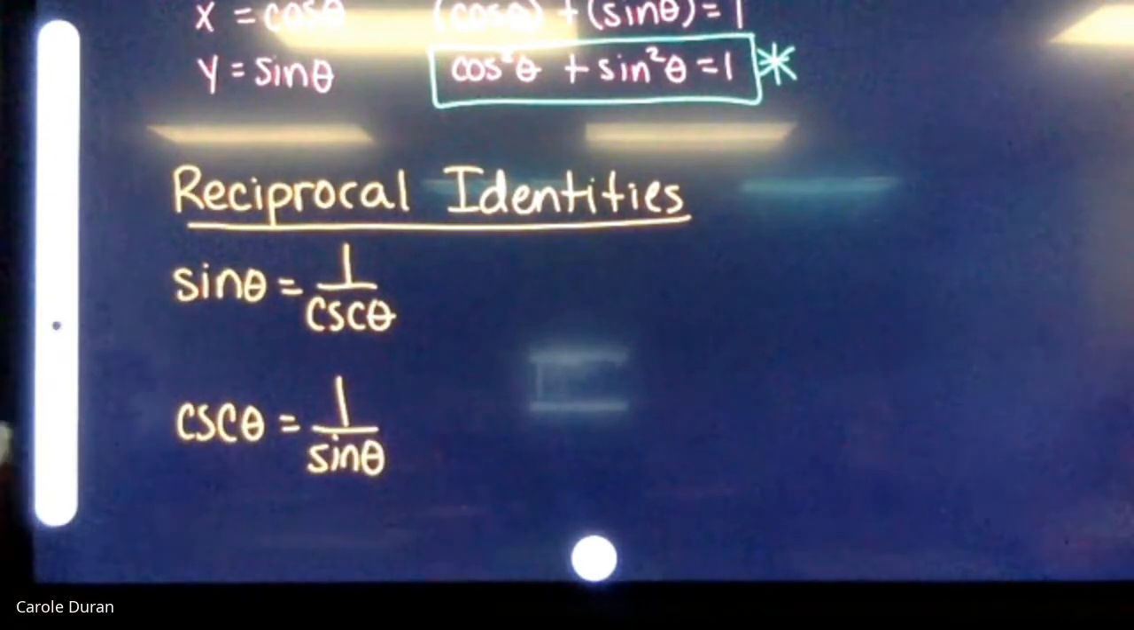Is the reciprocal identity like the second Pythagorean? No, we have not found the second one yet. We're going to use these to find the next 2.